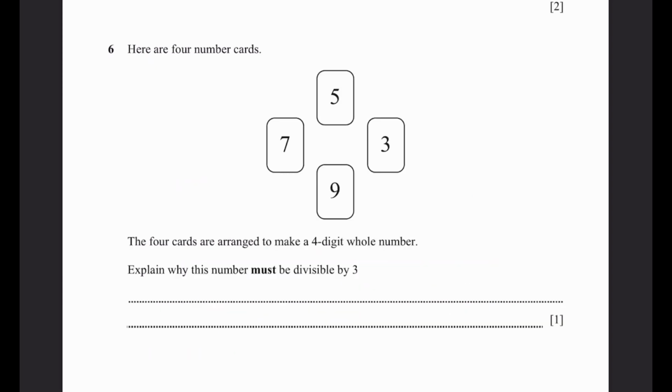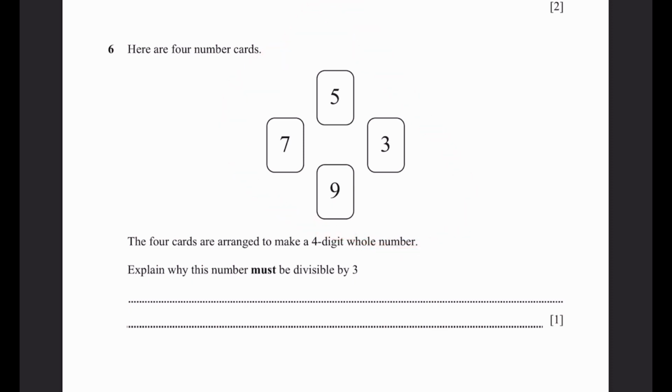Question 6. Here are 4 number cards. The 4 cards are arranged to make a 4-digit whole number. Explain why this number must be divisible by 3. First thing, there are 4 number cards and only these 4 cards are used, which means there are no duplicates.